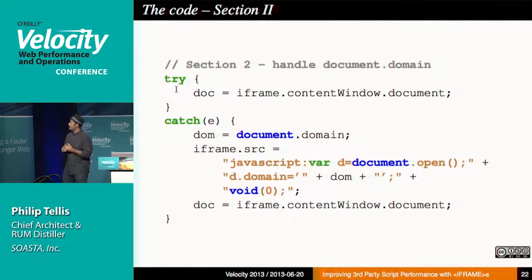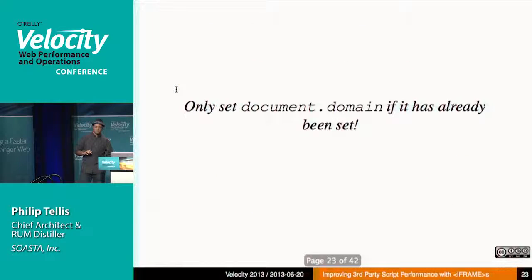And now we create an iframe whose source is JavaScript, right? So it's JavaScript, which does document.open and sets document.domain. So now we've created an iframe, which as soon as it's created, executes JavaScript that sets document.domain within that iframe, right? And then we can get a handle to that document, because now the domains match. Except they don't match for very long, right?